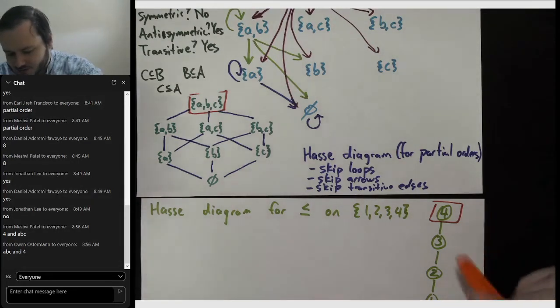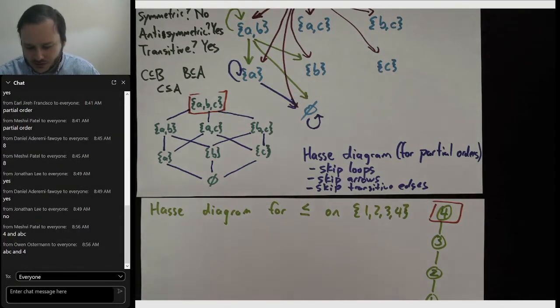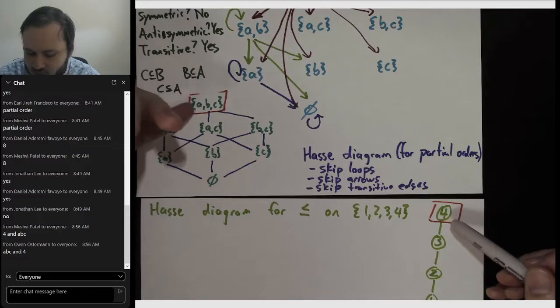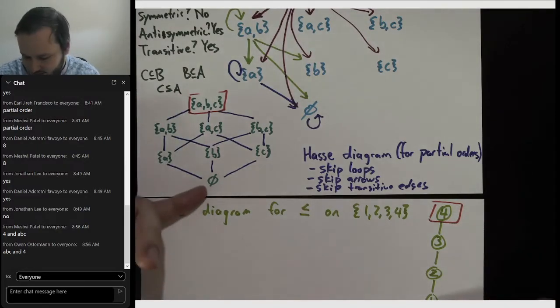So let's define maximal and also minimal, keeping in mind what this definition is going to mean. Maximal is going to mean it's at the top. Minimal is going to mean it's at the bottom. Okay.